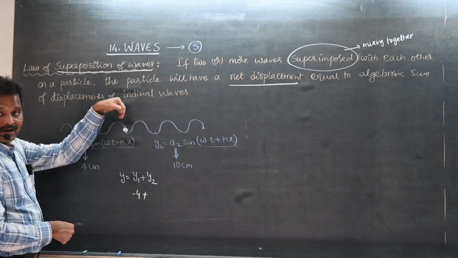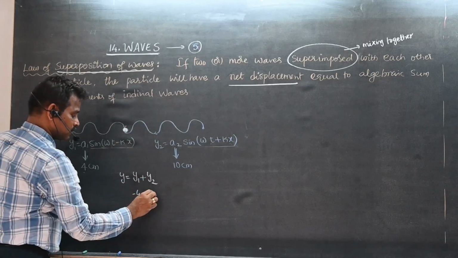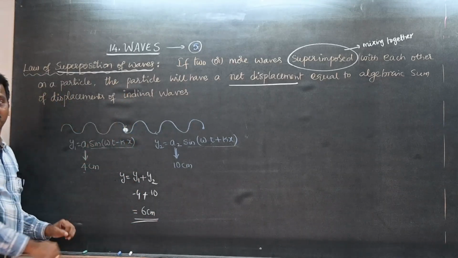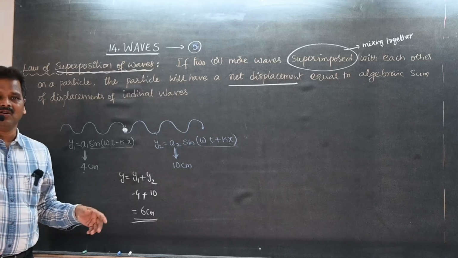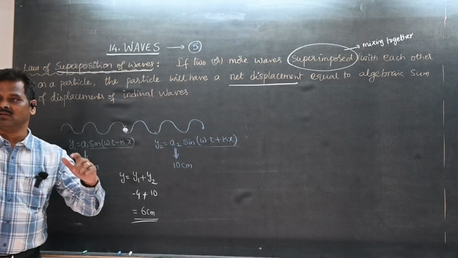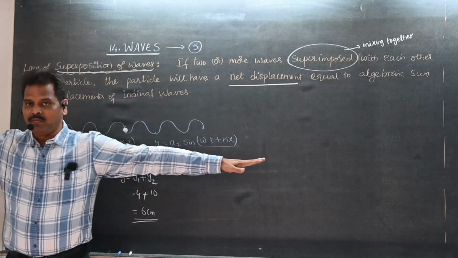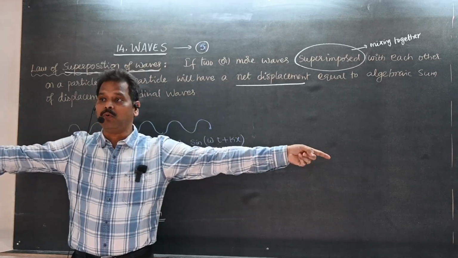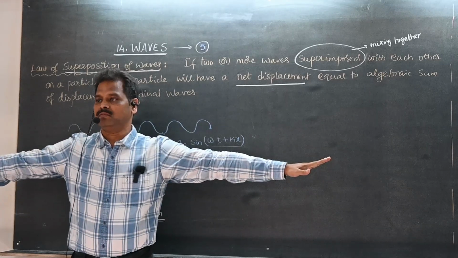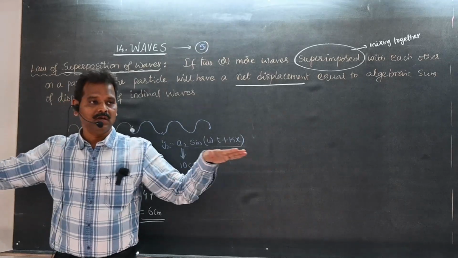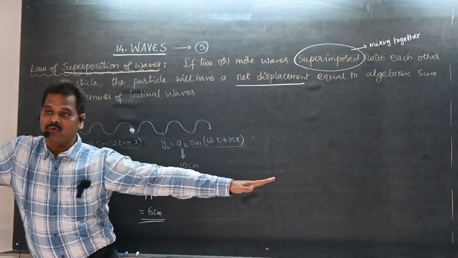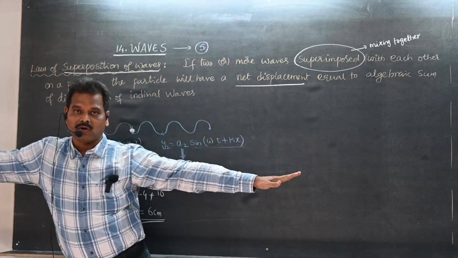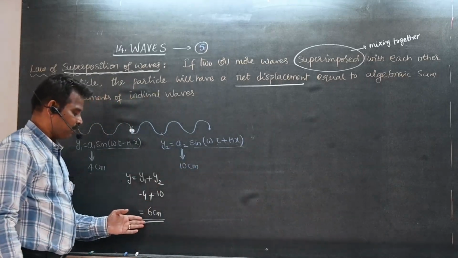The green wave pushes the particle down along the negative y-axis and the blue wave pushes it up. So the particle moves up by 6. Is it clear, students? It is just like pulling a person on both sides. If somebody pulls me on both sides, which side will I move, left or right? If both forces are equal, I will be in equilibrium. If this is 10 newtons and this is 4 newtons, then I will move this side by 6 only, right? So the total force acting on me is 6 only. The same thing I am writing here.